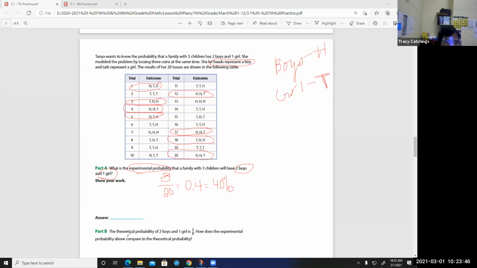They then asked us to find the theoretical probability of 2 boys and 1 girl, which is 3/8. So they want to know, how does the experimental probability compare to the theoretical probability? Compare, are they in the same format? Right now, can I compare them the way they are? All right, so what do I need to do? Simplify. What's 3/8?